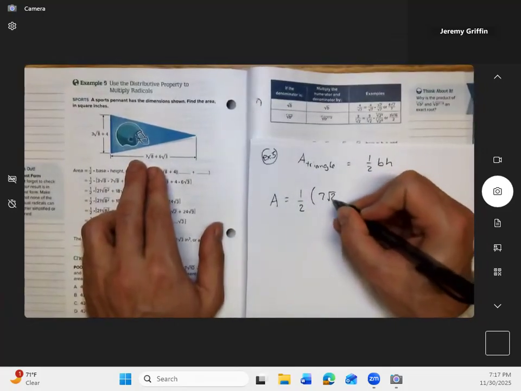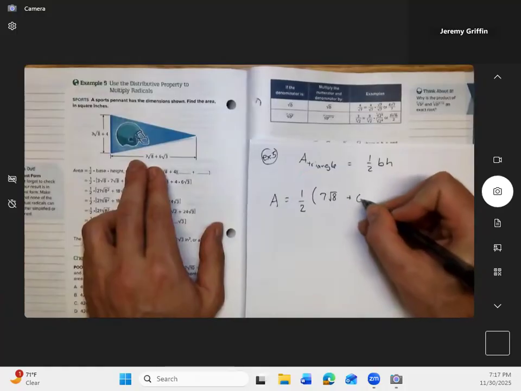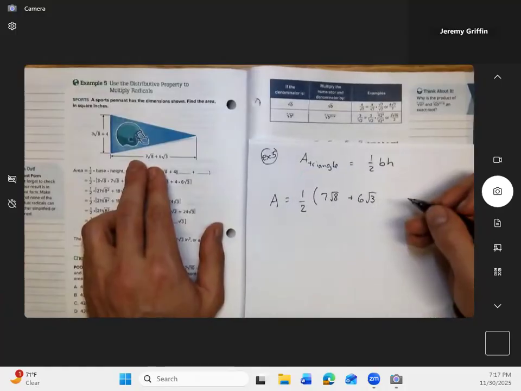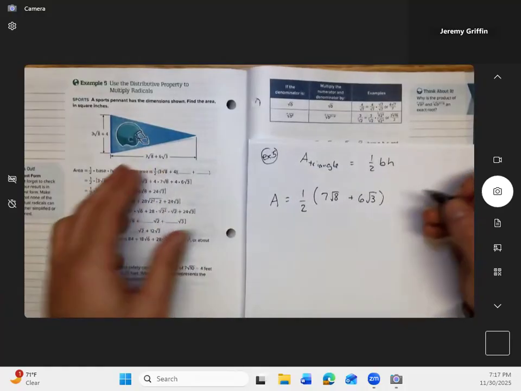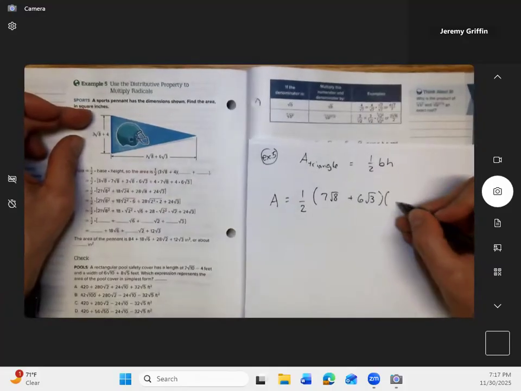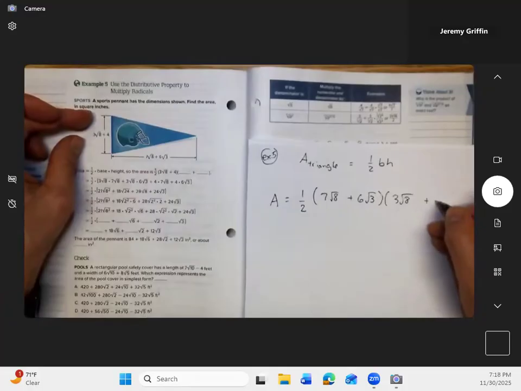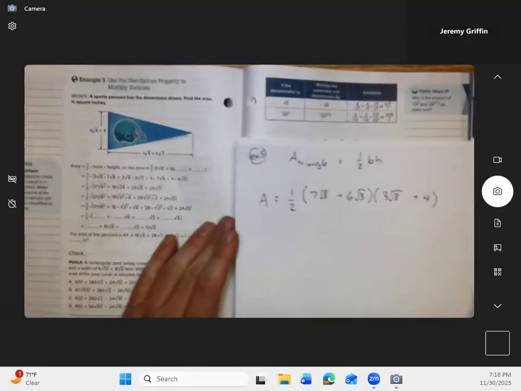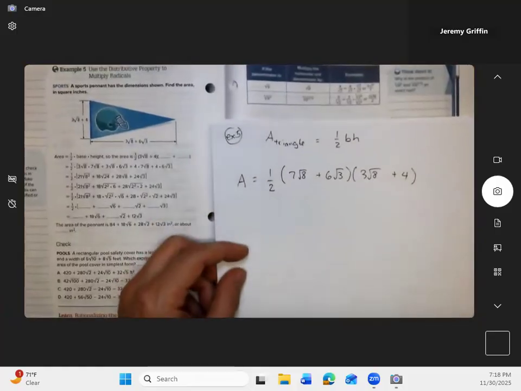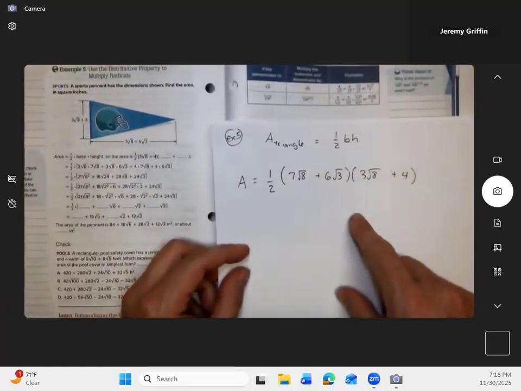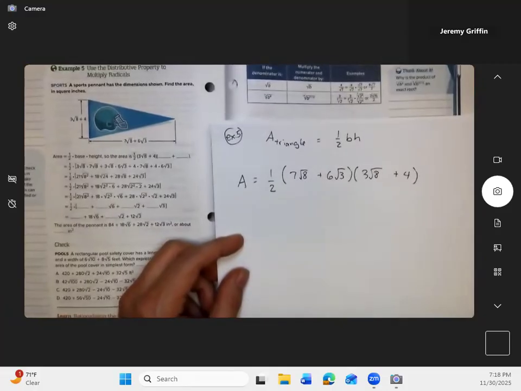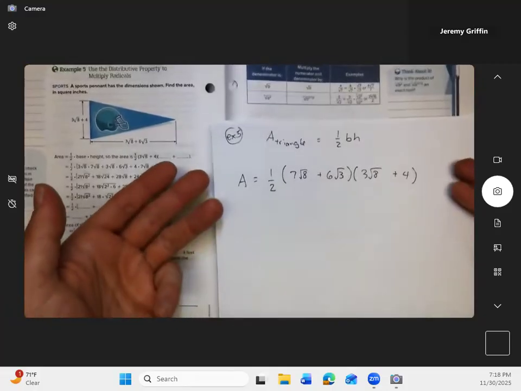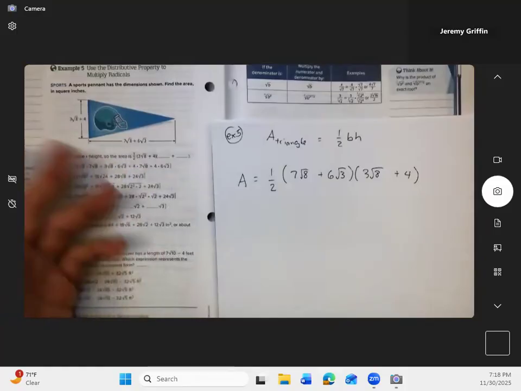7 times the root 8 plus 6 times the root 3. I wonder if these numbers are real or accurate or what. And then the height, I got 3 times the root 8 plus 4. I wonder if there's some reason for these weird-looking numbers or it's just an academic example. But if we want to combine all this, how do you simplify it? This could totally be the answer right here, but maybe there's a way to simplify it.